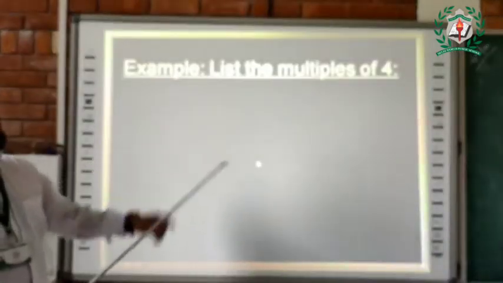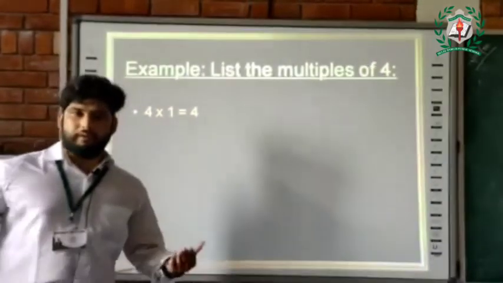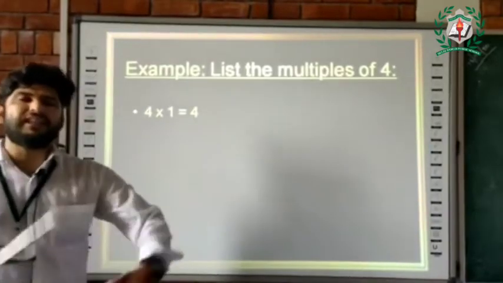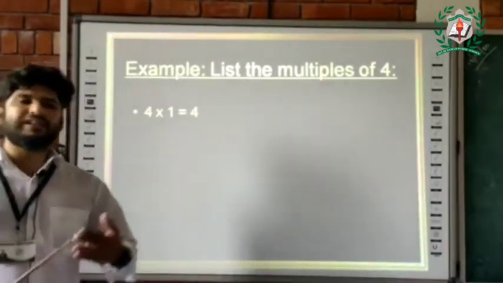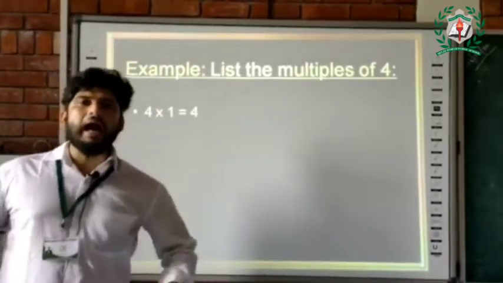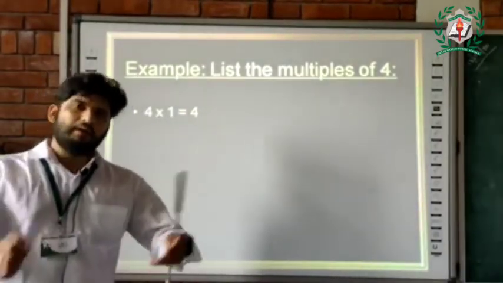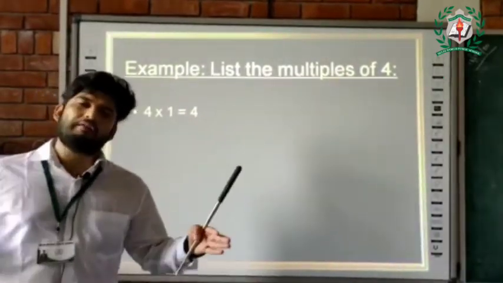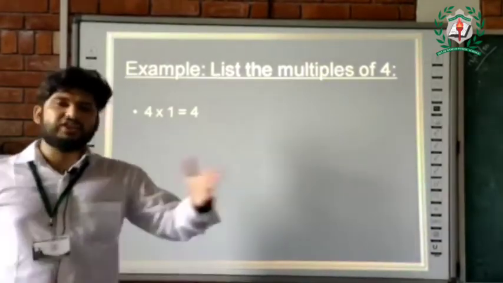Example: list the multiples of 4. Multiples of 4 means you just have to read out the table of that number. Multiples means just read out the table of that number. That is called multiples. If a range is given, you have to write within that range. If it is not given in a range, just write a few numbers.